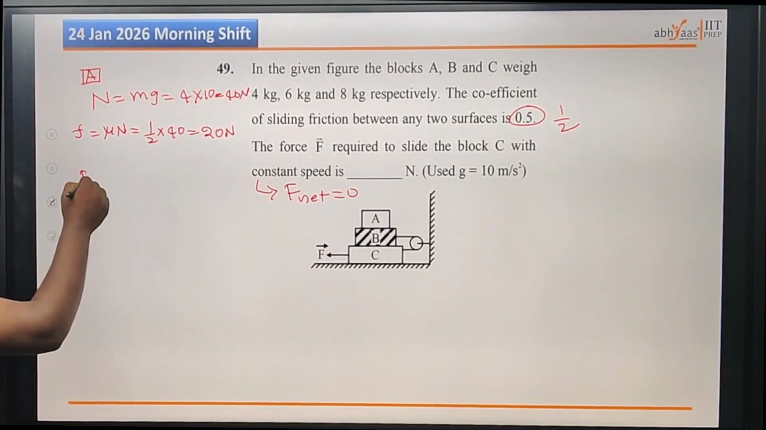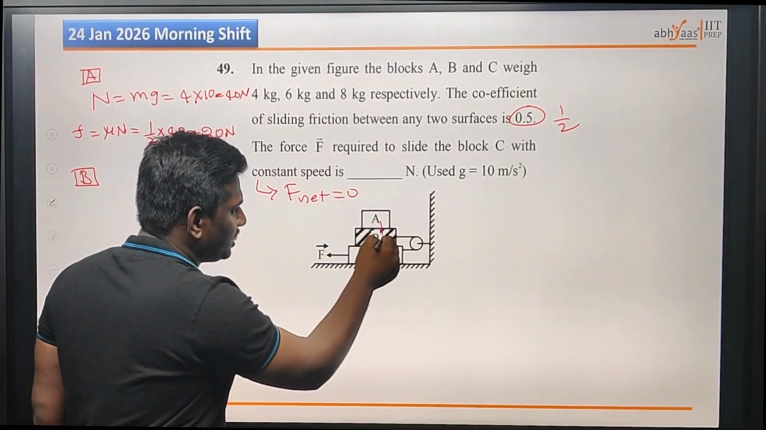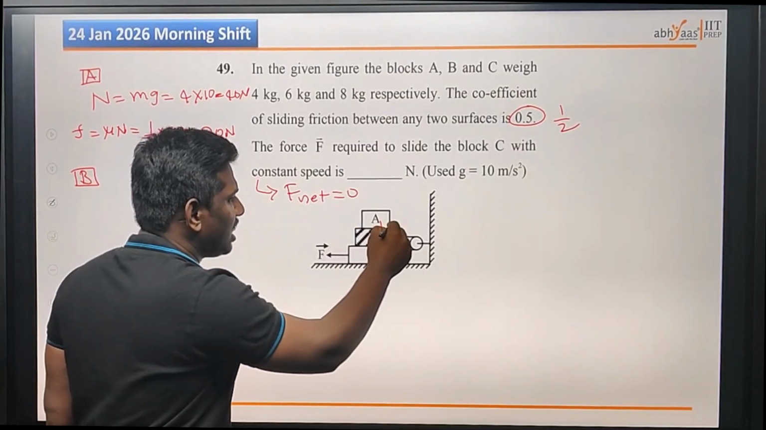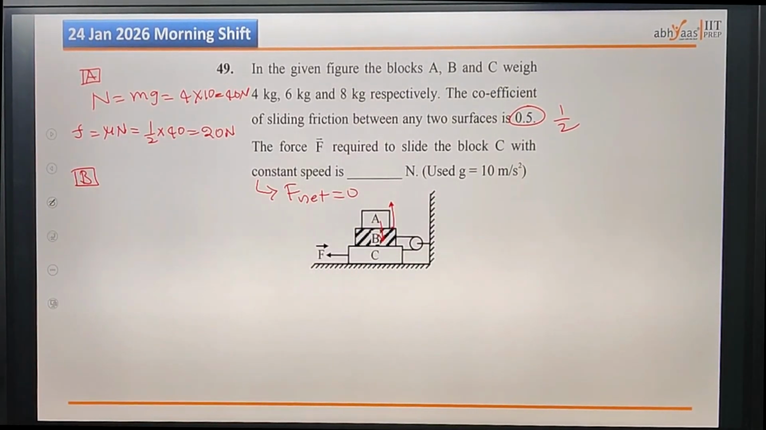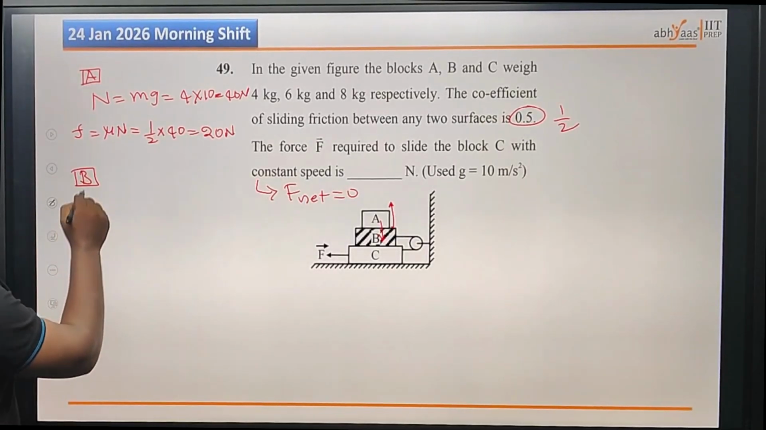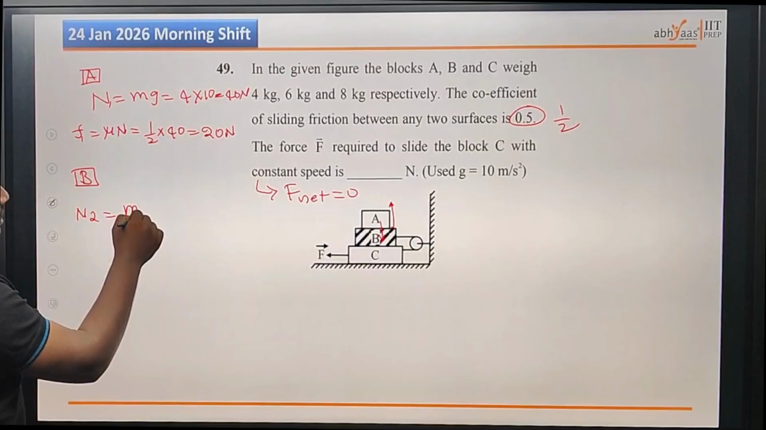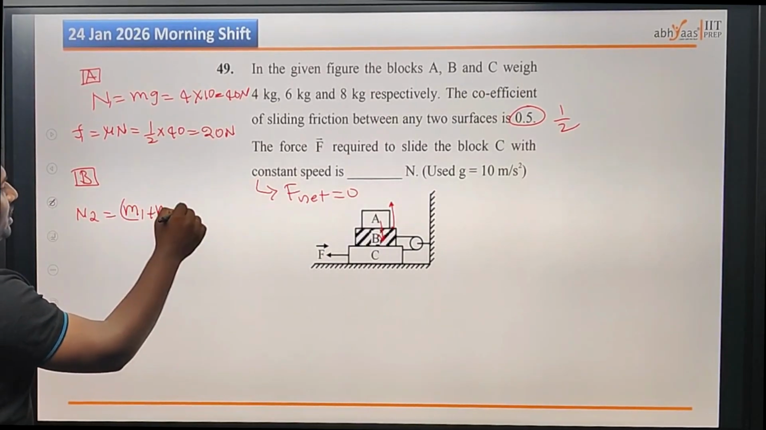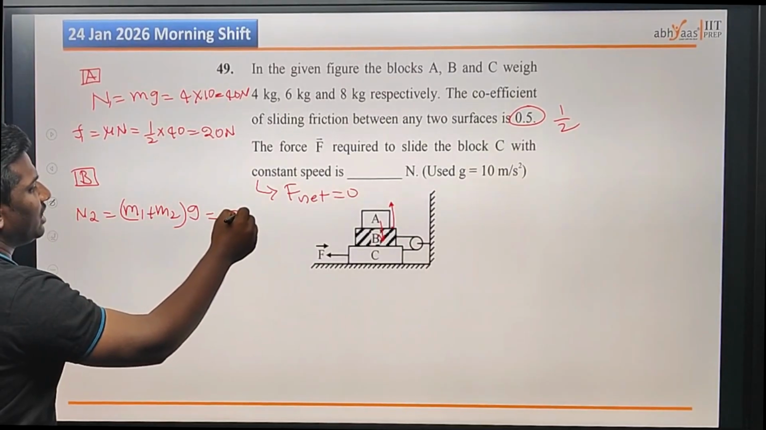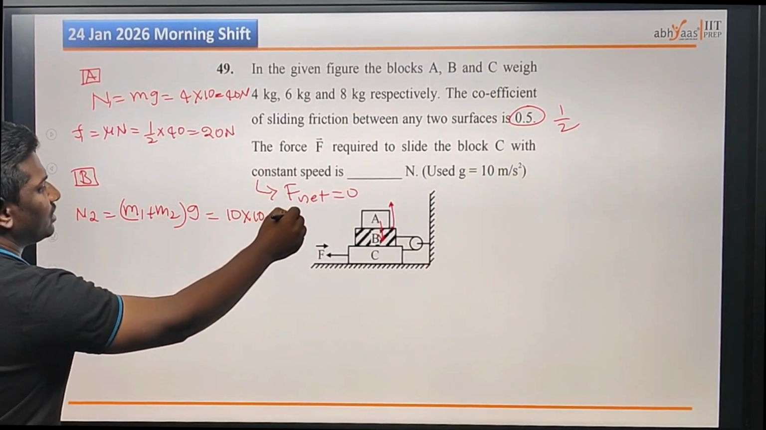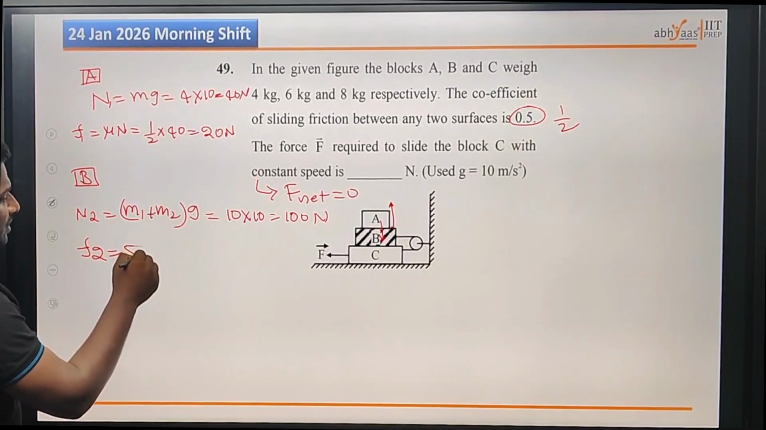What about block B? At block B, we are having a weight through the block A and a normal force from the block B. So take this N1, F1. So N2 can be written as (M1 plus M2) into g, that is 10 into 10, that is 100 Newton. So F2 can be written as 50 Newton.